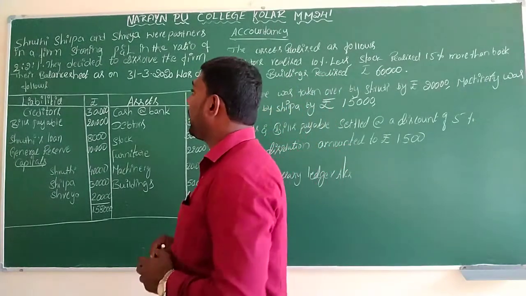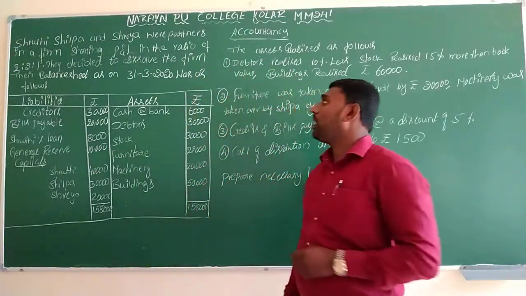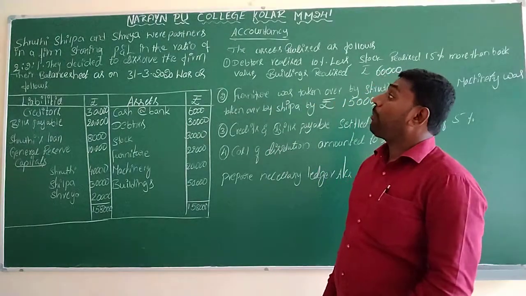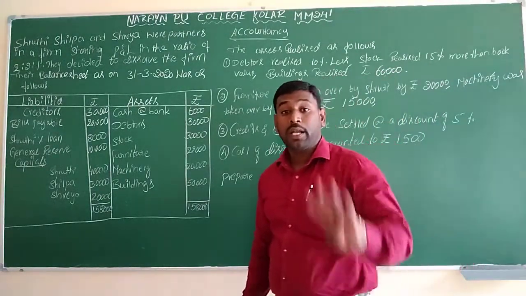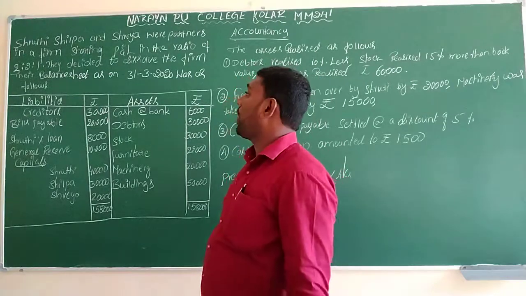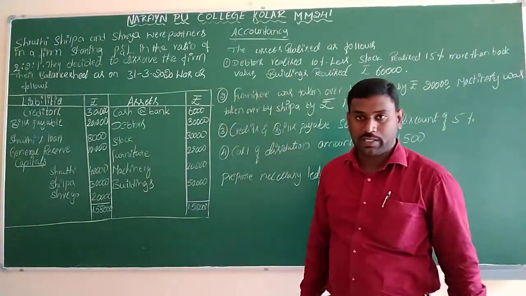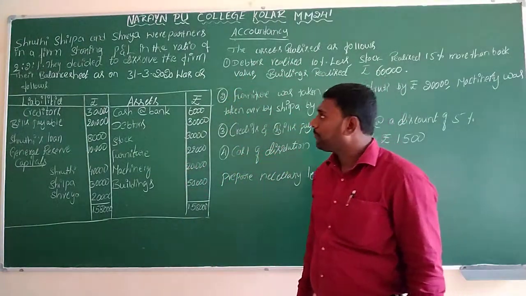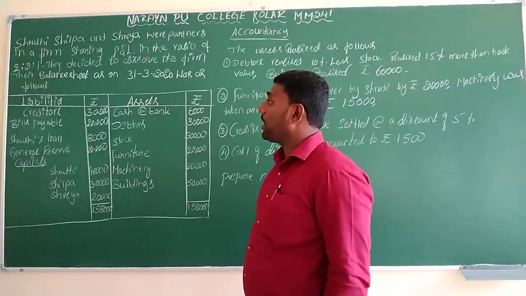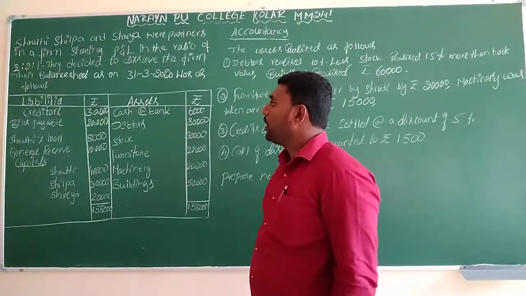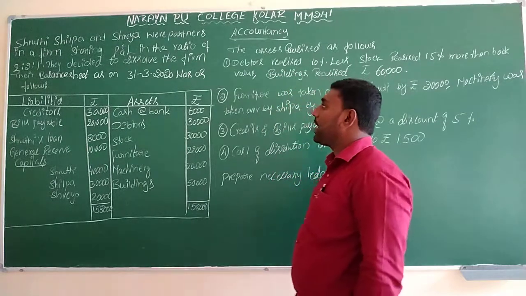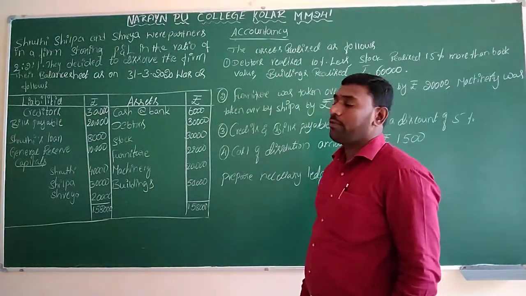So here, the question given is: Shruti, Shilpa and Shreya were partners. So here how many partners are there? 3 members are the partners who are participating in the partnership business. They share the profit and losses in the ratio 2:2:1. They decided to dissolve the firm.